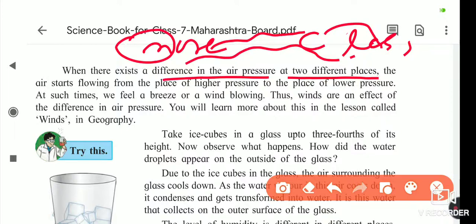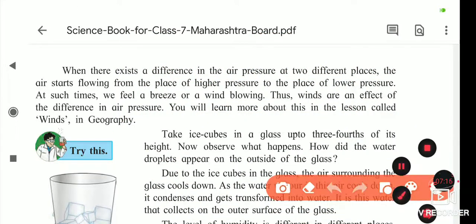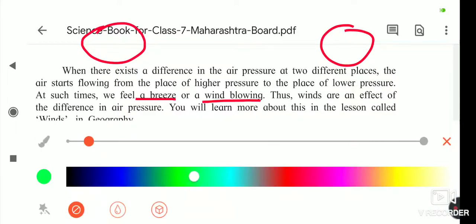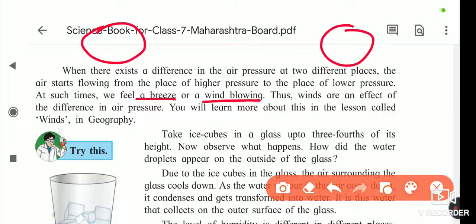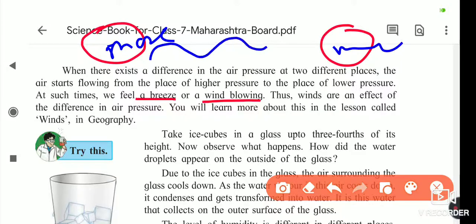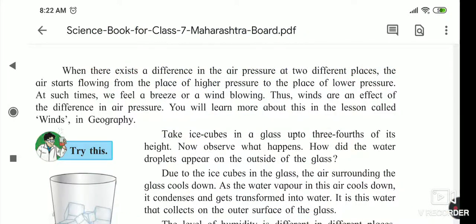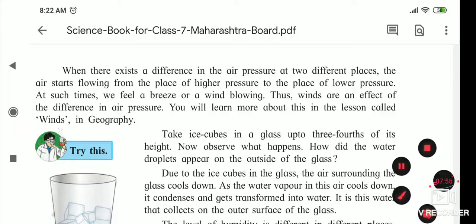At such a time, air flows from higher pressure to the place of lower pressure, and we feel a breeze. We feel the wind blowing where there is lower pressure and higher pressure. Due to this difference in pressure, the wind moves, and this is what we call a breeze or a high wind. Thus, winds are an effect of the difference in air pressure. So what is wind? Wind is the movement of air caused by a difference in air pressure.